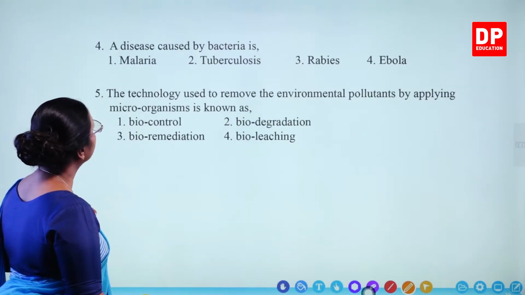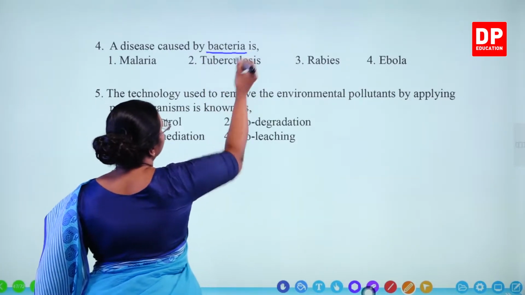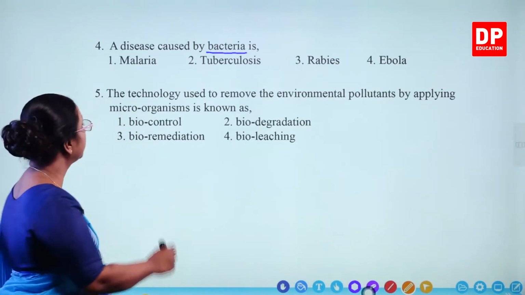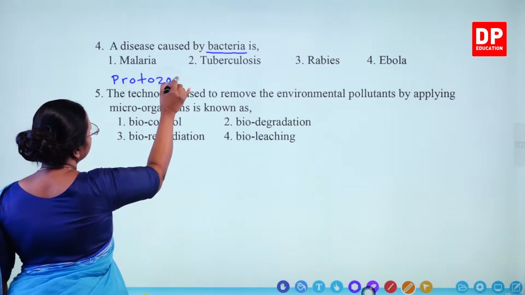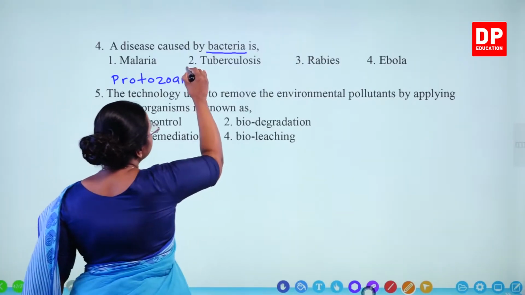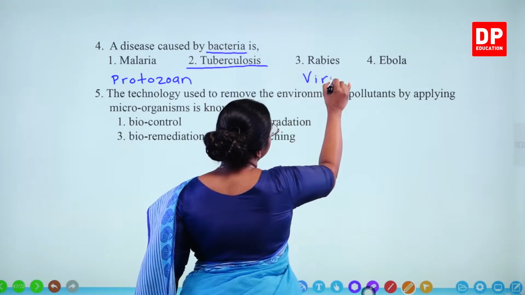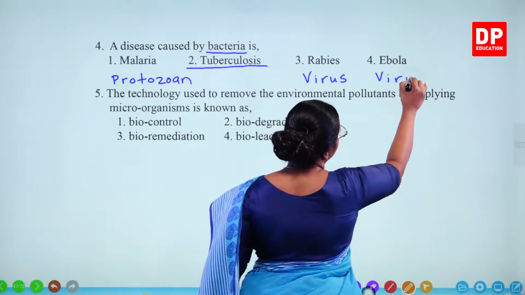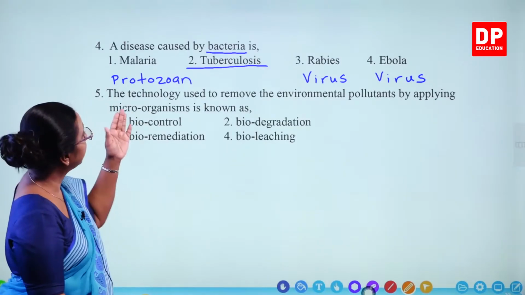A disease caused by bacteria. So, here a disease caused by bacteria. Malaria, what causes malaria? A protozoa. Then what about tuberculosis? Yes, it is a bacterial disease. Rabies, it's a virus. And what causes the last one, Ebola? That is also a virus. So, tuberculosis is a disease caused by bacteria.